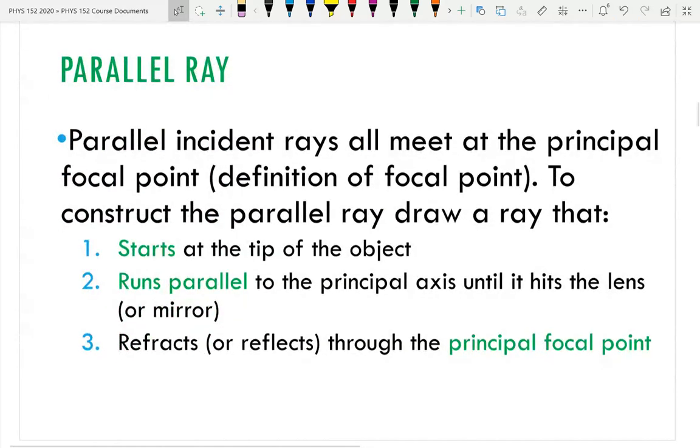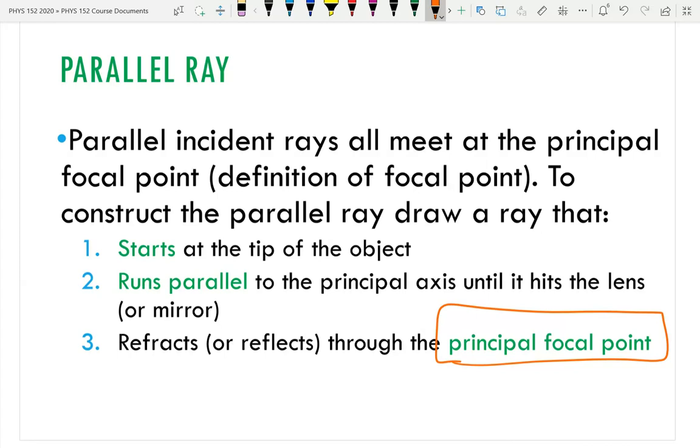So the parallel ray. Parallel incident rays, by the definition of focal length, if you have parallel rays that come to a lens or to a mirror, they meet at one point if the lens has the right shape, if the mirror has the right shape. And spherical isn't the right shape, but we approximate it. And so based on that, the parallel ray starts at the tip of the object and runs parallel to the principal axis. And then when it hits the mirror or the lens, it refracts, or reflects. So it goes through the principal focal point, the place where parallel incident rays will meet.